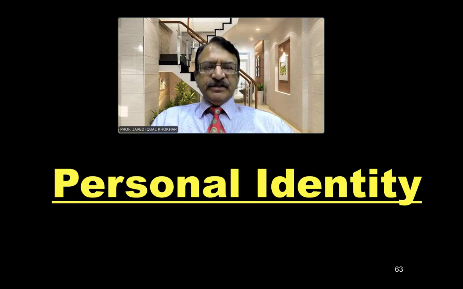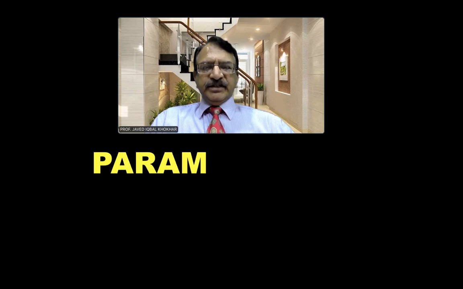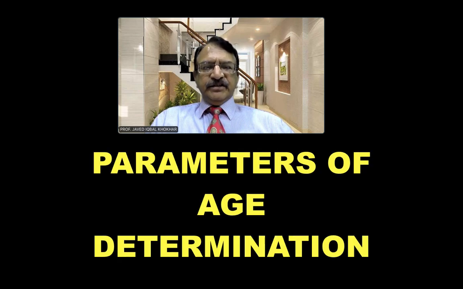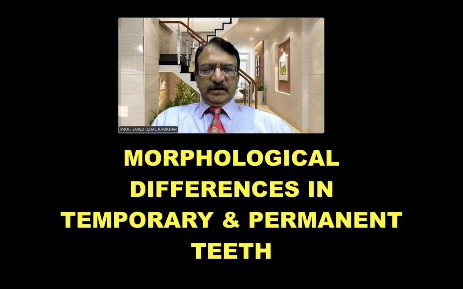As I am discussing personal identity, this is the 22nd lecture of this series, and we are discussing the age parameters of age determination. From the previous three lectures, I have started discussion on the teeth. So in this lecture, I will be discussing morphological differences in temporary and permanent teeth.